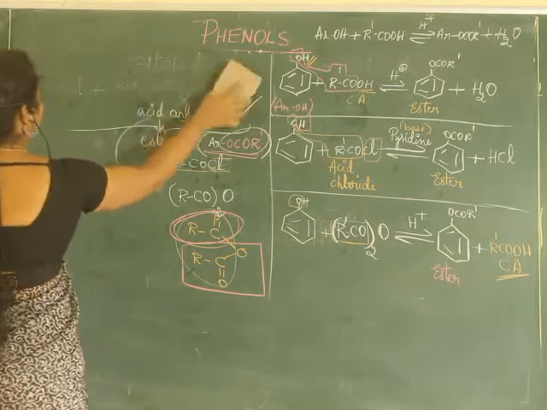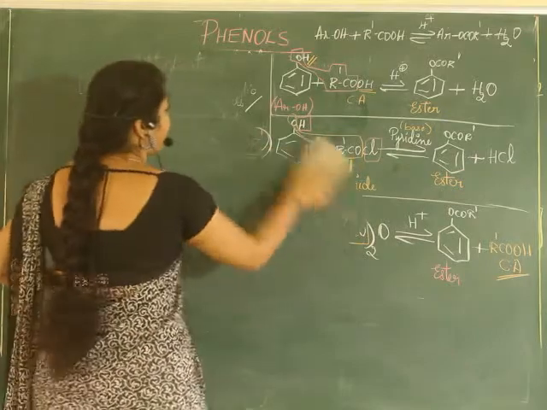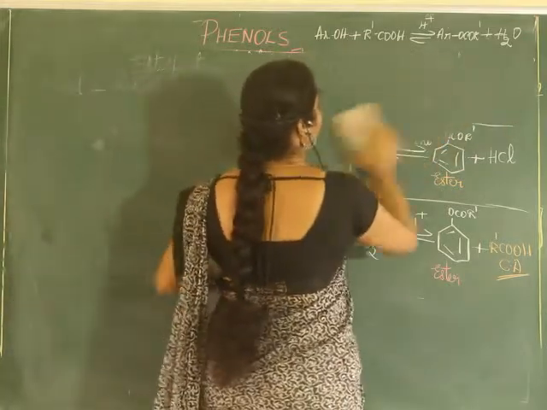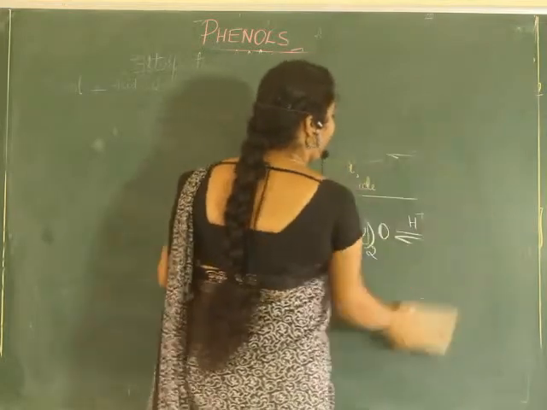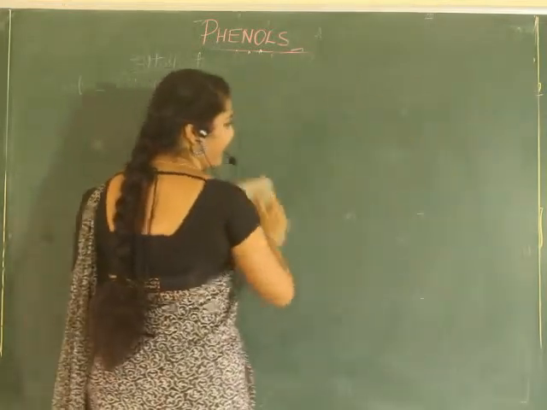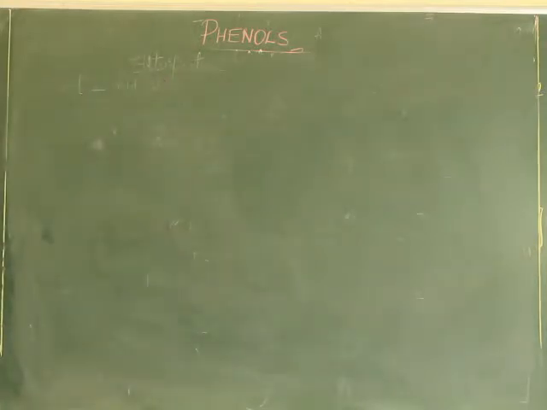Next reaction is called acetylation. What can be acetylation? You know, esterification is formation of ester. What is acetylation? Acetylation is the introduction of acetyl group.